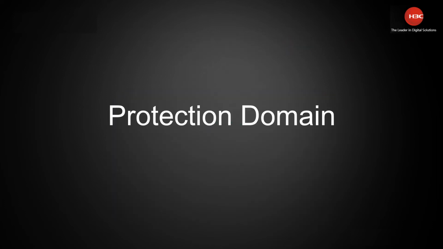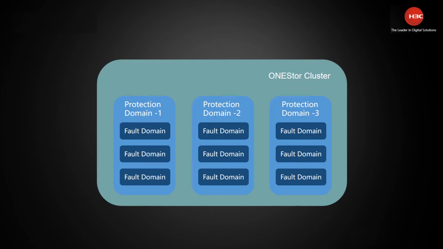In addition to fault domain, there is another means to improve data reliability in ONEStor, which is protection domain. The protection domain is a logical concept and a further subdivision of the ONEStor cluster. The ONEStor cluster can be divided into multiple protection domains. The protection domain and the fault domain are strongly related, and the smallest unit of data distribution in each protection domain is still the fault domain. It should be noted that, according to the type of fault domain, there must be at least 3 hosts or racks in each protection domain.